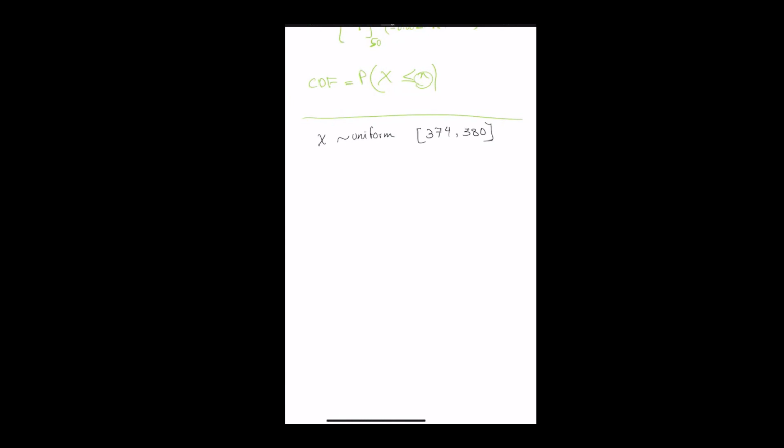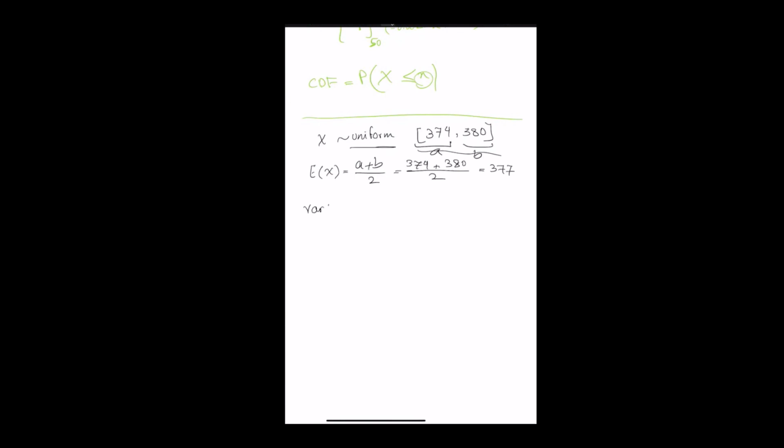Okay, let's go to question 3. The volume of shampoo has uniform distribution between these two values. What are the mean and standard deviation of the volume of shampoo? Expected value of x, we know the formula. If it's uniform, and this is A, lower bound, and this is B, upper bound, it's A plus B divided by 2. So 374 plus 380 divided by 2, and I believe that's 377.